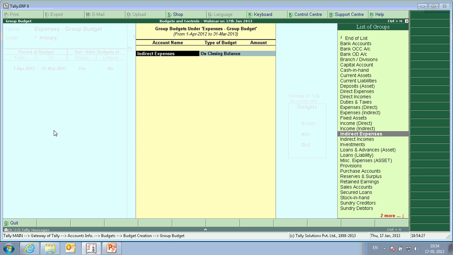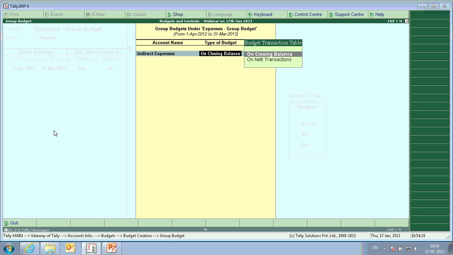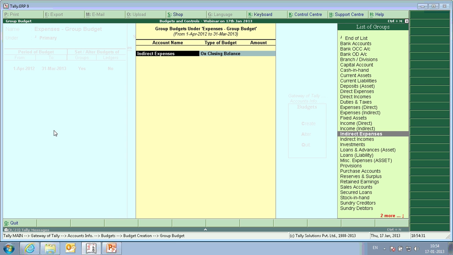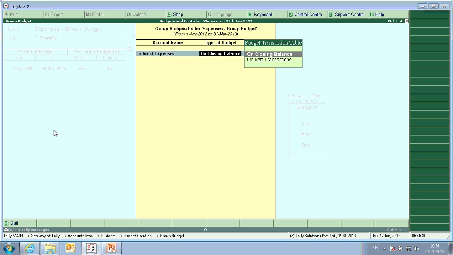Any doubt till now? Shall I move on? So I am selecting indirect expenses. I am fixing or estimating the budget on my total indirect expenses. Then we have two options over here: one is on closing balances and another one is on net transaction.